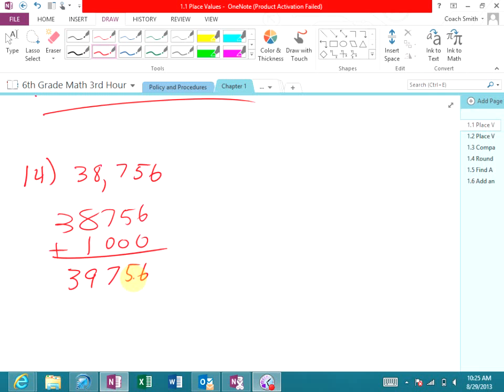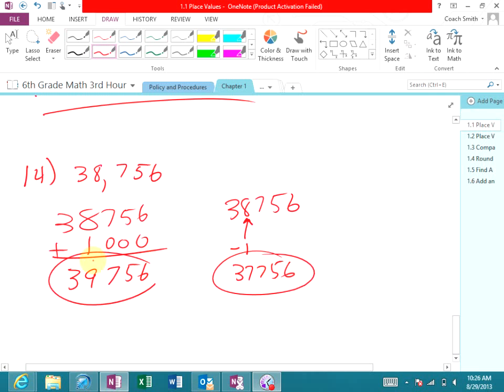Then they want you to take the same number, identify the place value of 1,000, and subtract 1 from that 8. When you subtract 1 from that 8, what do you get? 37,756. There's your two answers. So that's how you do number 14.